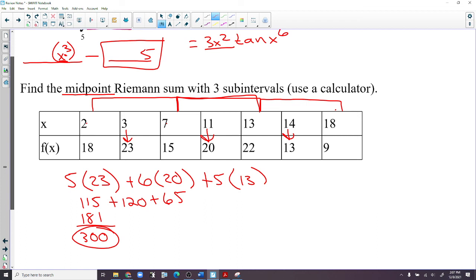Does that clear it up a little bit? Okay, so if we went 3 subintervals and we're using a point in the middle, think of that as the middle point, not necessarily the halfway point. Okay, yeah. Anything else? All right. That's what we got.